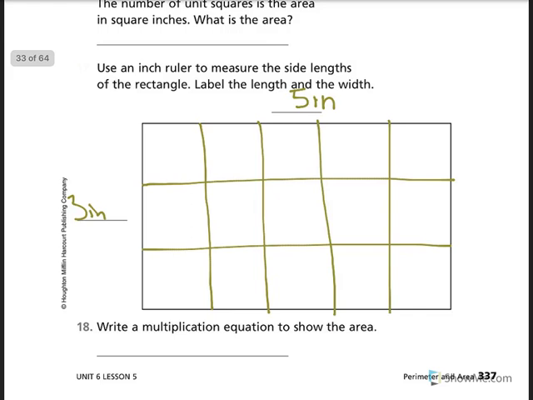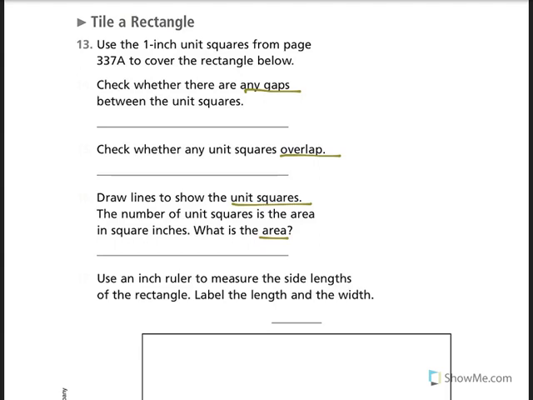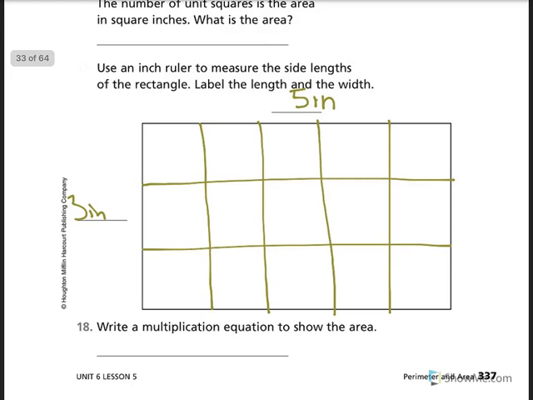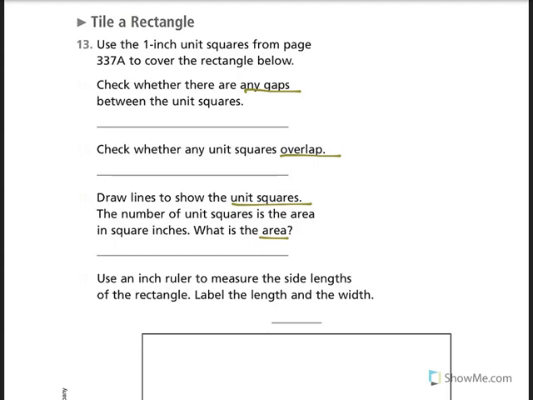Okay, so hopefully when you put your squares on, it looks pretty much like this. This is called tiling because it kind of looks like floor tiles or counter tiles. Making sure there's no gaps and no overlaps. So if we have 5 and 3, a 5 by 3, some might say, well, let's count the squares. 1, 2, 3, 4, 5, 6, 7, 8, 9, 10, 11, 12, 13, 14, 15. Up here when it said, what's the area? It is 15 inches squared.